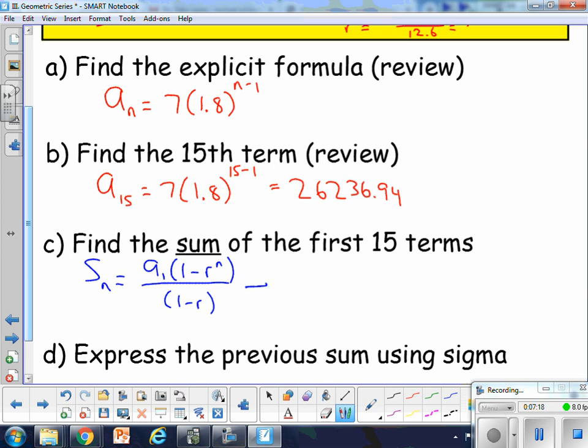Okay, so what we're going to do is just plug in values that we know and get a sum. Okay, so again, a1, of course, was the first term, which was 7. So 1 minus the r value, in this case, 1.8. That's getting raised to the 15th power. Okay, and then the denominator is just 1 minus r.